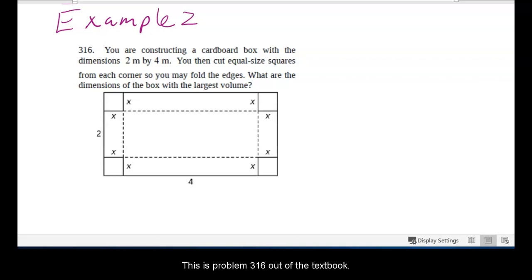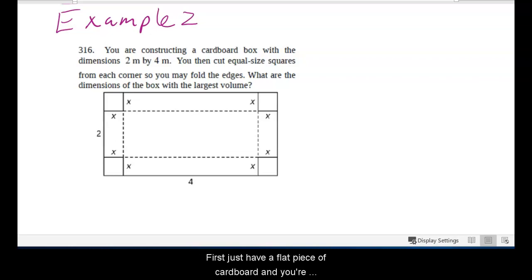This is problem 316 out of the textbook. Let's read the problem to get a vague idea of what kinds of formulas might be involved. It reads, you are constructing a cardboard box with the dimensions 2 meters by 4 meters. You then cut equal size squares from each corner so you may fold the edges. What are the dimensions of the box with the largest volume?